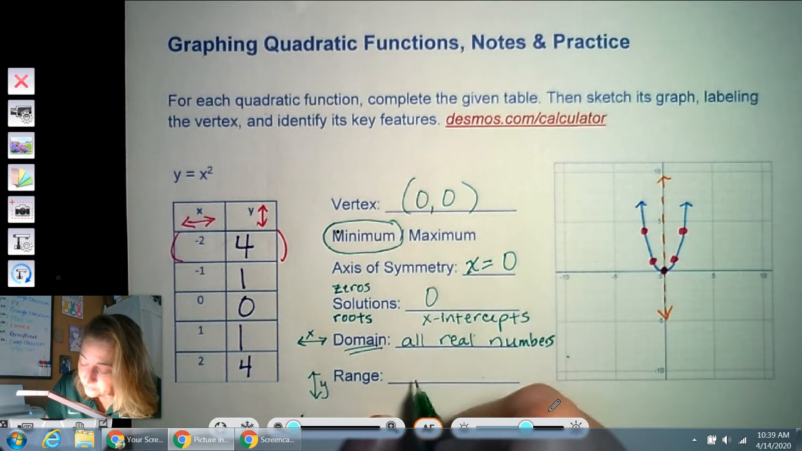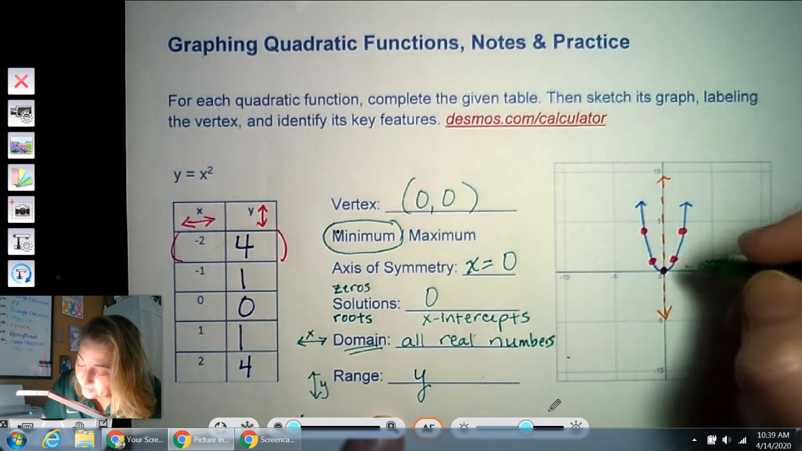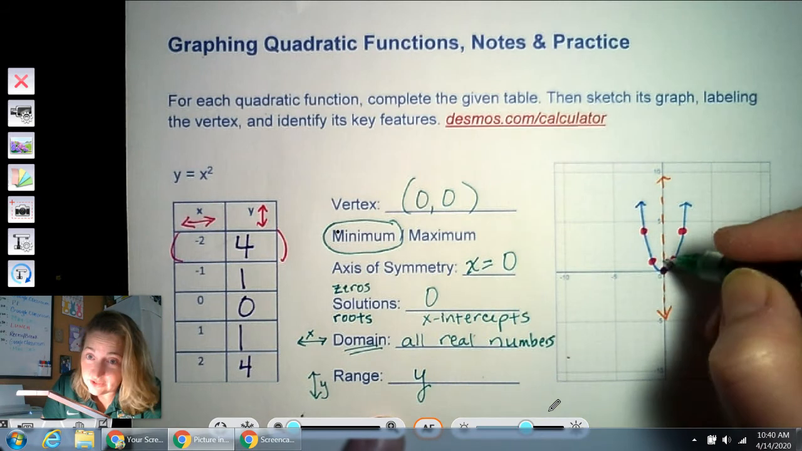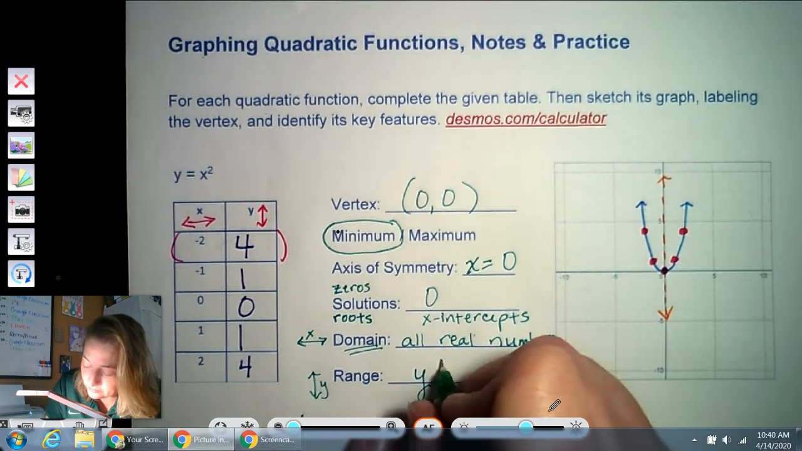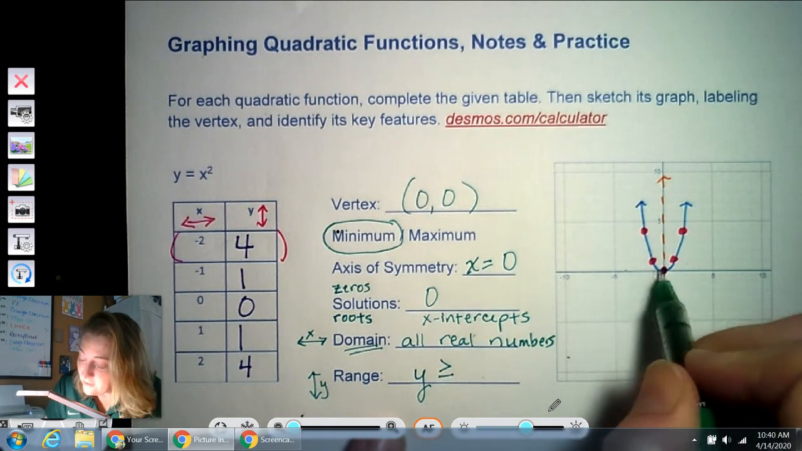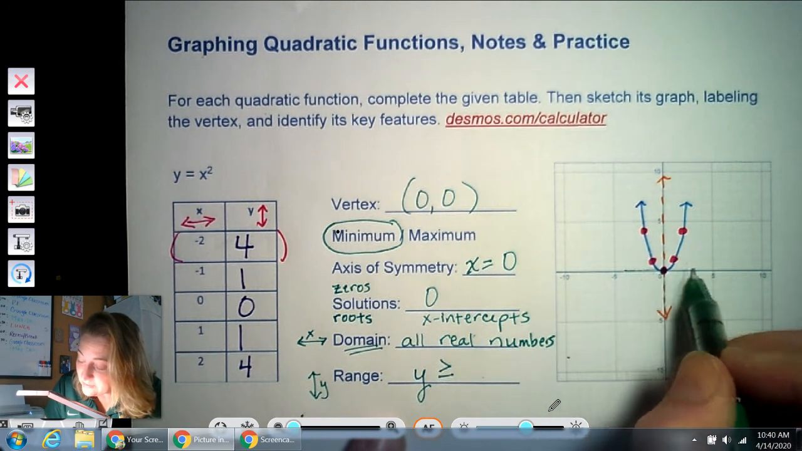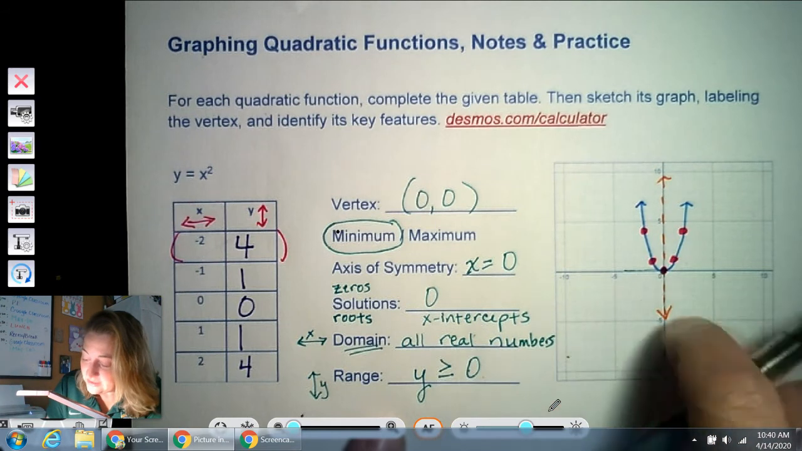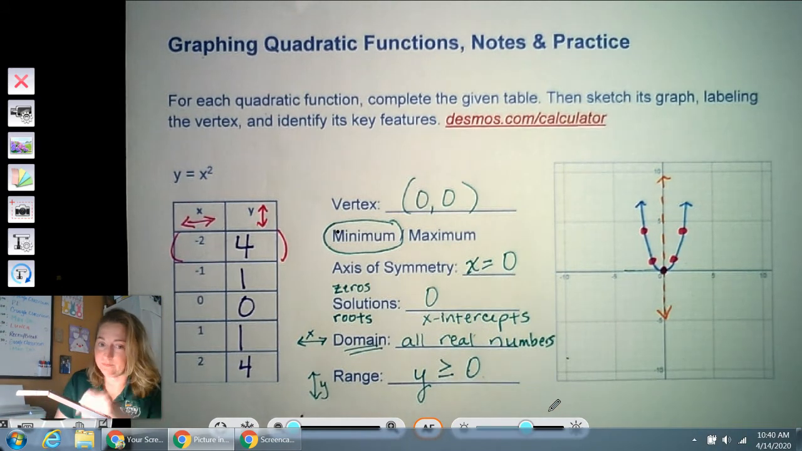Our range is going to be y is greater than, because this graph goes up and up and up. So y is greater than or equal to whatever our minimum value is. And in this case, the minimum is 0. That's the lowest point on the graph.